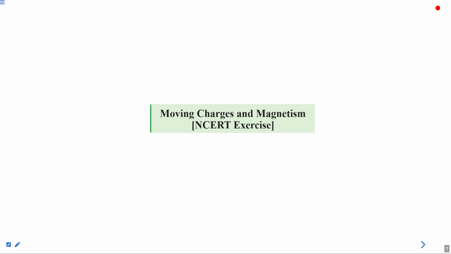The topic that we are going to cover today is moving charges and magnetism NCERT exercise.